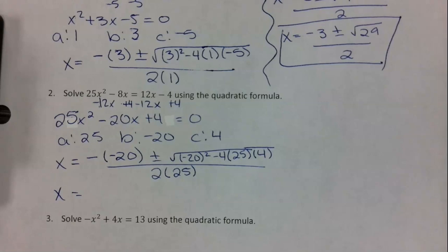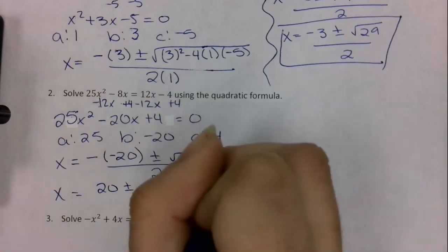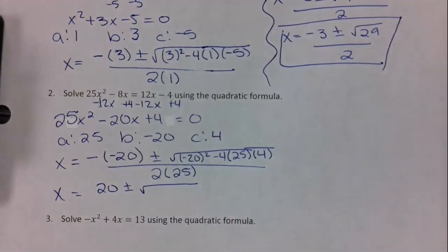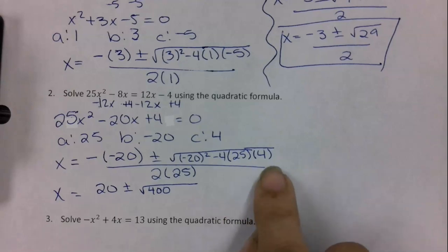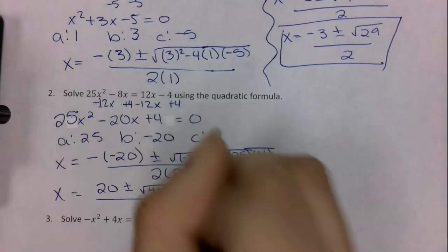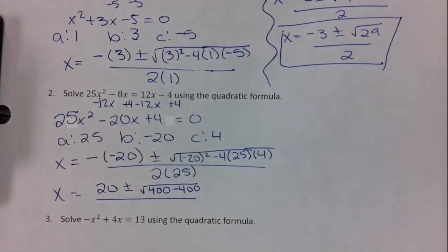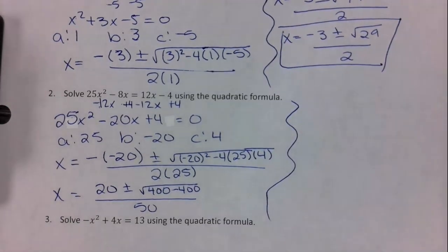Okay, so negative negative 20 gives me positive 20. Negative 20 squared is positive 400. Negative 4 times 25 is negative 100, times 4, negative 400. And then I have 2 times 25, 50. And there's no answer, you can't square root 0.